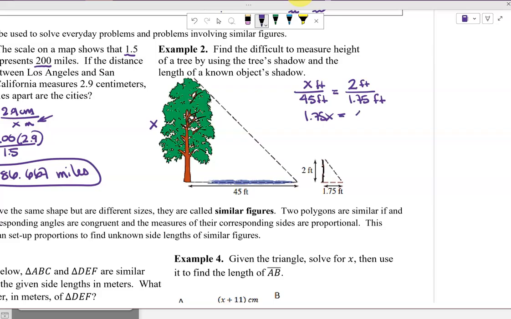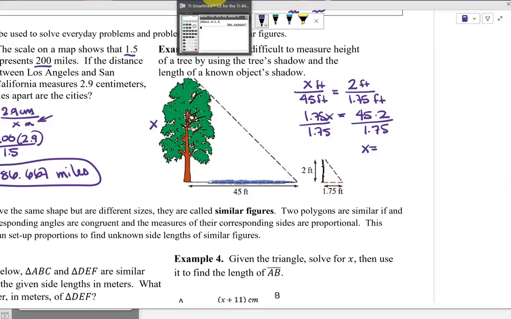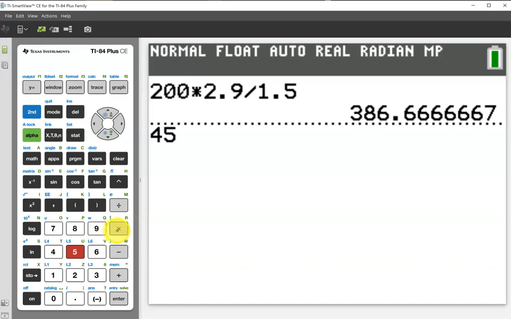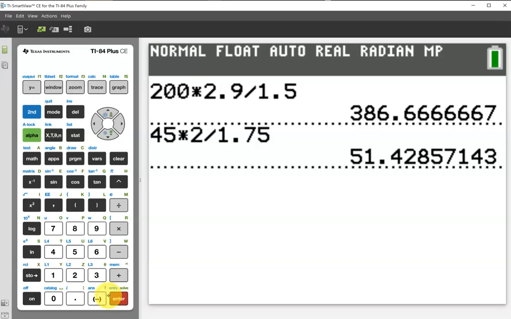has to equal 45 times 2. Divide by 1.75. And x will equal that. Put that in your calculator: 45 times 2 divided by 1.75. And the height of the tree is 51.429 feet.